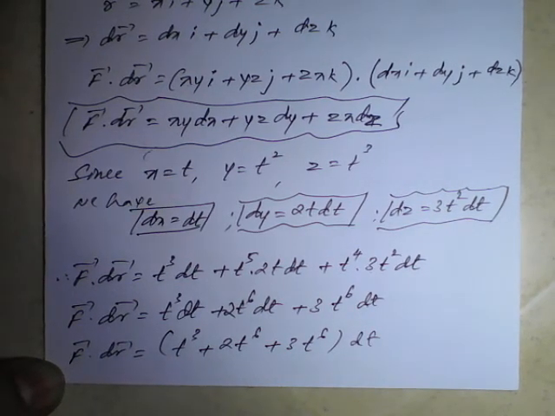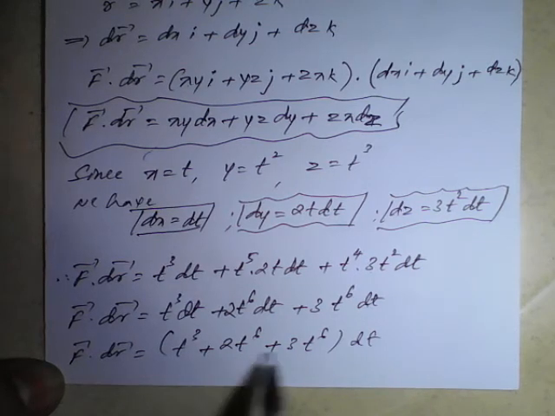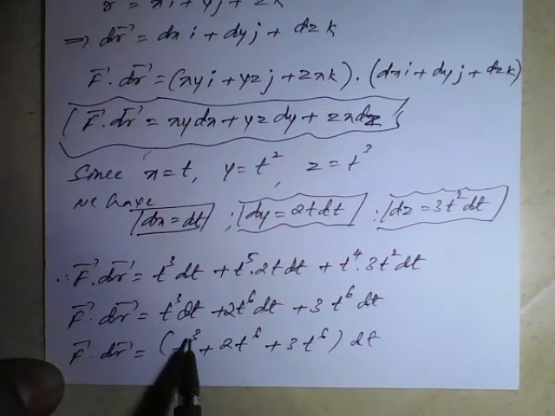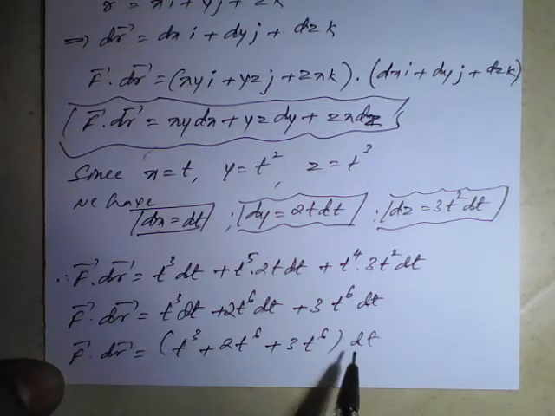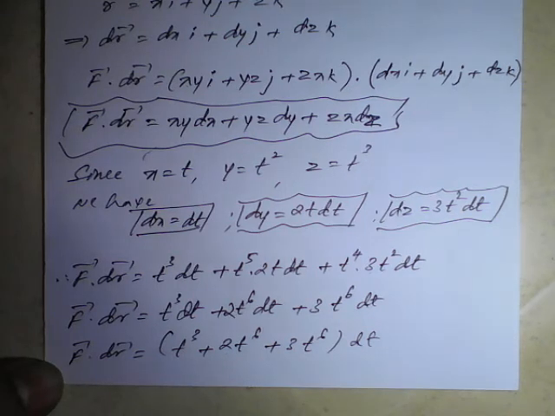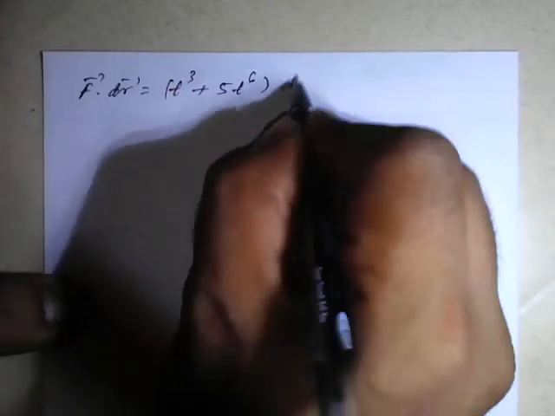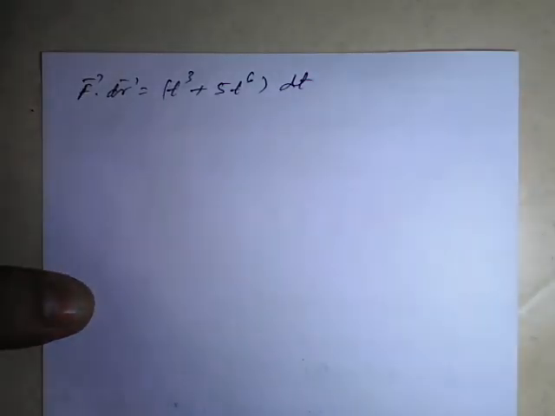Again, anything possible to simplify, we'll simplify because we have two like terms, that is 2t raised to 6 and 3t raised to 6. It will become 5 times t raised to 6 plus t cube into dt. That is, vector F dot dr will become t cube plus 5 times t raised to 6 dt. Now it is ready to integrate.